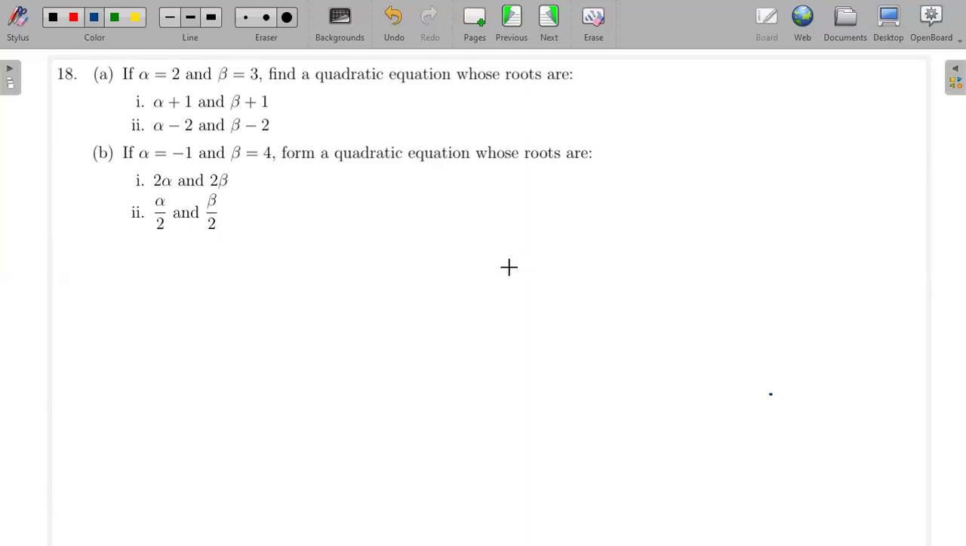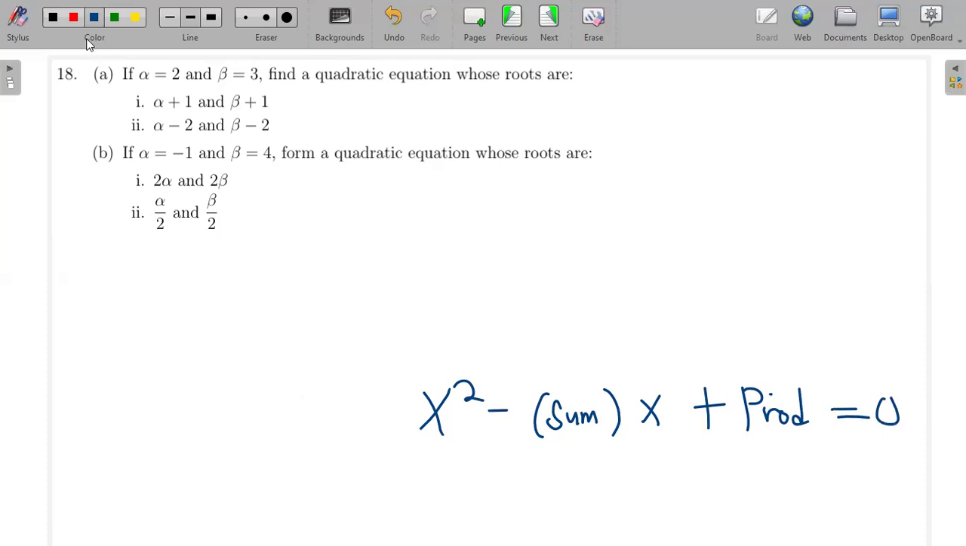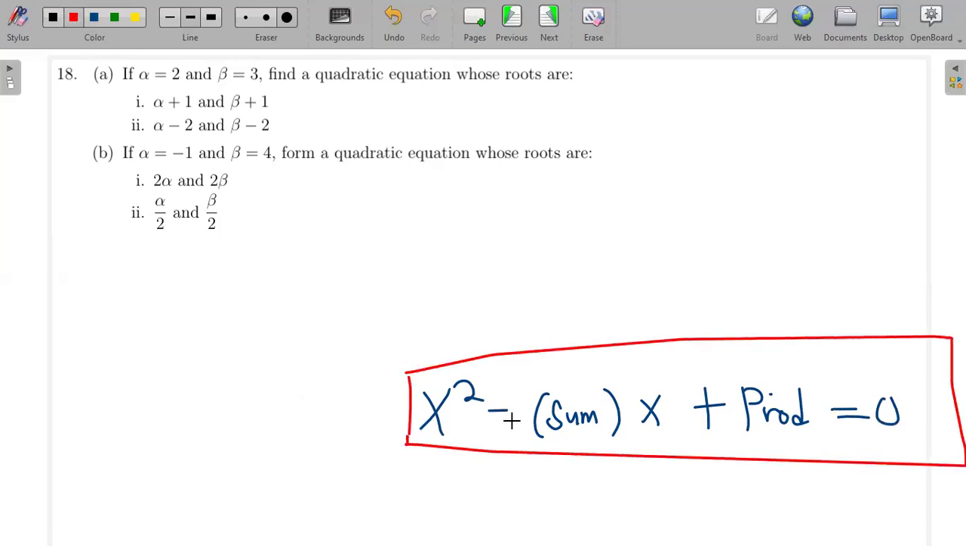Okay, so the new quadratic equation is always in this form. It's going to be x squared minus the sum of the roots times x, and then plus the product of the roots is equal to 0. So this is the format in which the new quadratic equation that we are going to be constructing always is. So when you are given two roots, your duty is just to find the sum of those roots and the product of those roots. Then you input them into this formula. Then you are good to go. You've constructed a new quadratic equation.